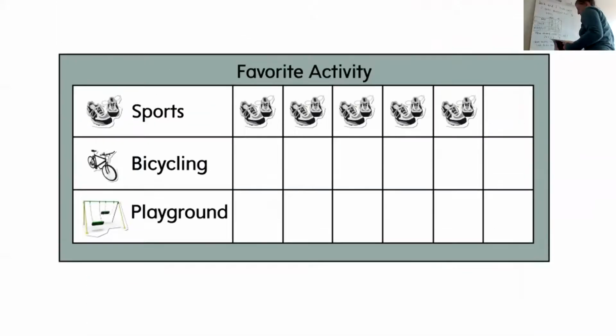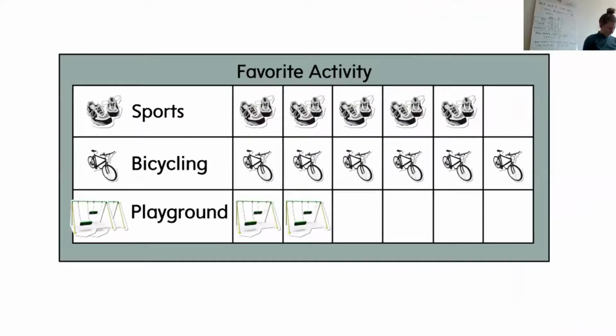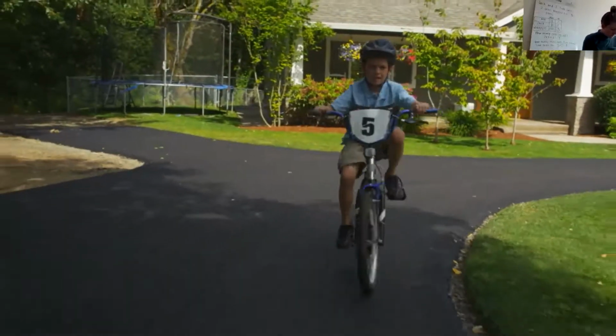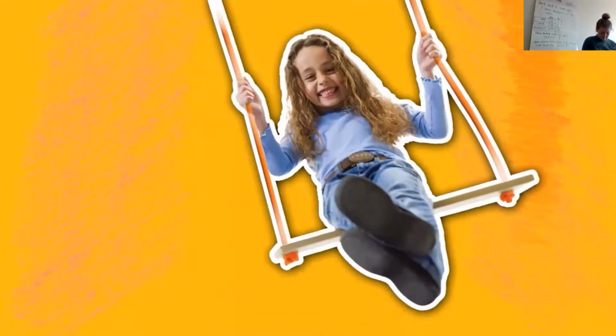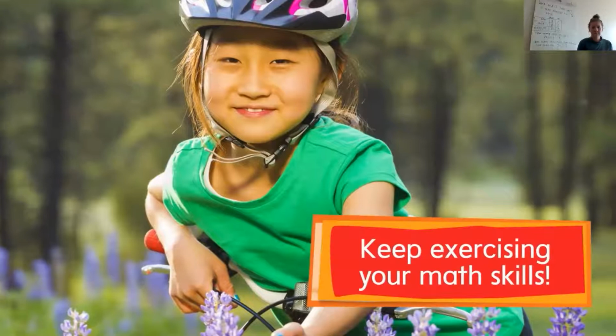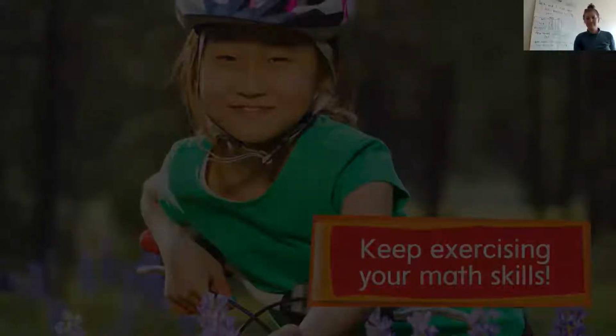Now let's see what the results look like on a picture graph. Wow, using a picture graph makes the results pretty clear. Most students enjoy riding their bikes to stay fit. By organizing data using a tally chart and creating a picture graph, we were able to see all the different ways my class likes to stay fit. Don't stop now. Keep exercising your math skills.